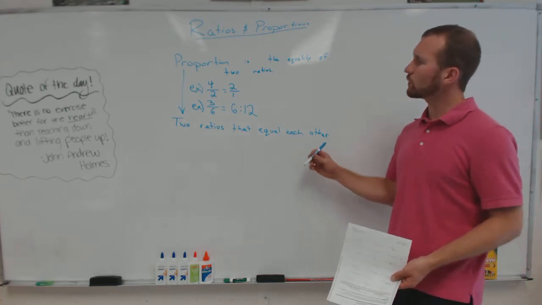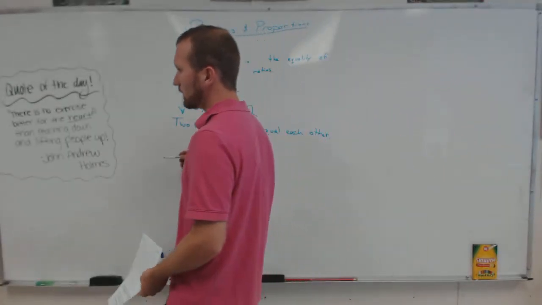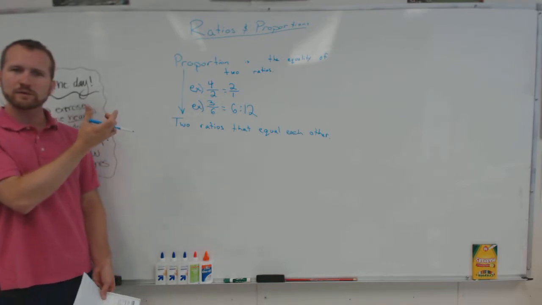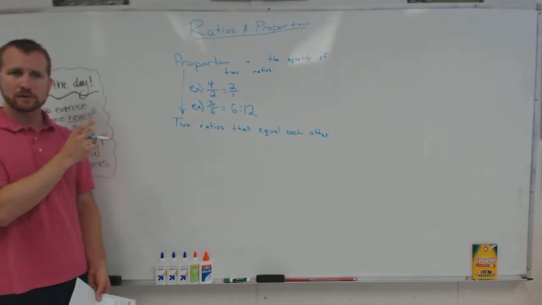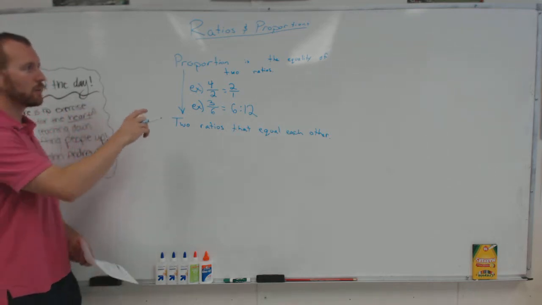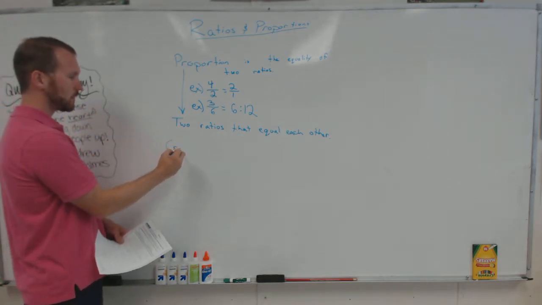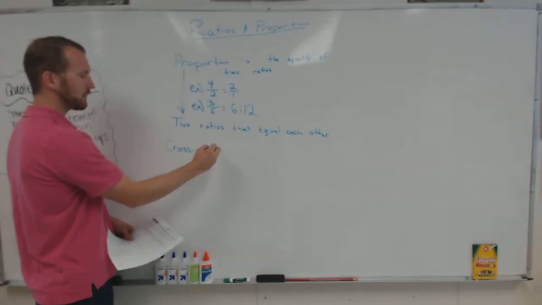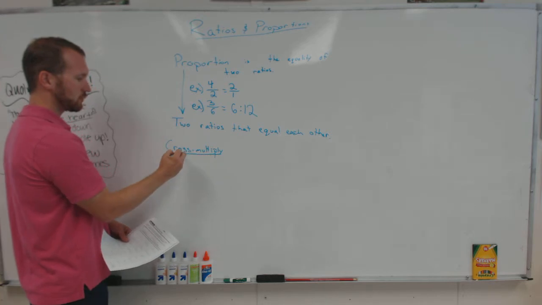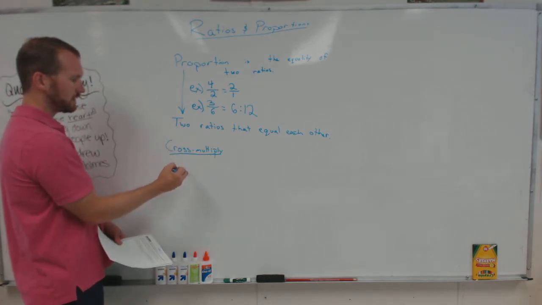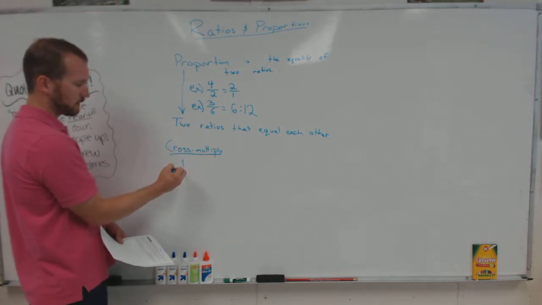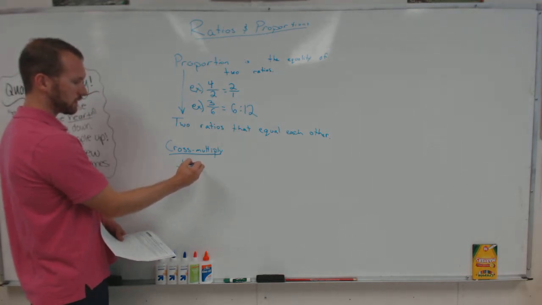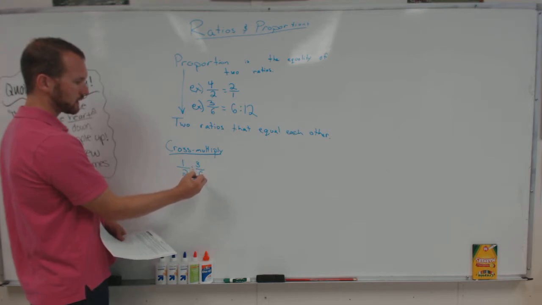Now the cool thing about proportions is there's a trick to solving them and to making sure they're equal. In this case, we're not going to put any variables in them yet. When you have variables, then you solve for the variable. But what we can do is cross multiply, and that'll help us check if these things are equal. So cross multiply. Ready? We have 1 over 2 equals, let's say, 3 over 6.